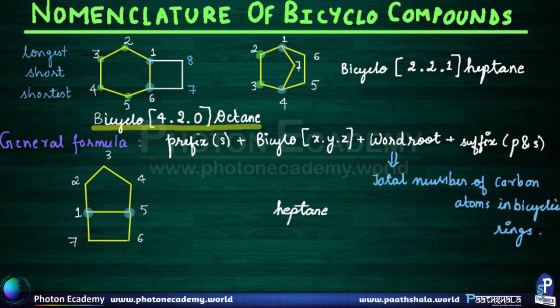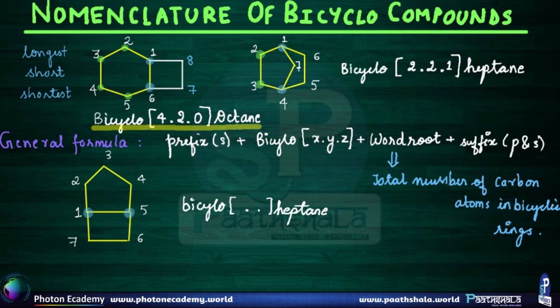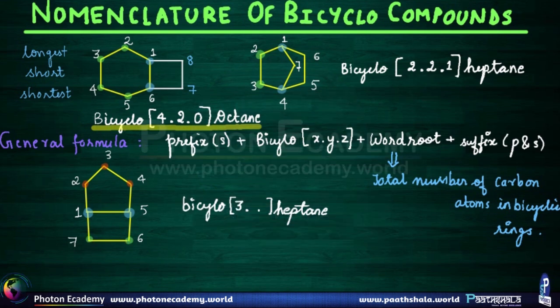Now the only part left is this bicyclo X, Y, Z. As we've learned, X is the number of carbon atoms present in the longest chain. There are 3 carbon atoms present, so X is 3. Then in the shorter path, there are 2 carbon atoms present, so Y is 2. And there are 0 carbon atoms present in the shortest path, so Z is 0. So this is the correct IUPAC name for this compound.